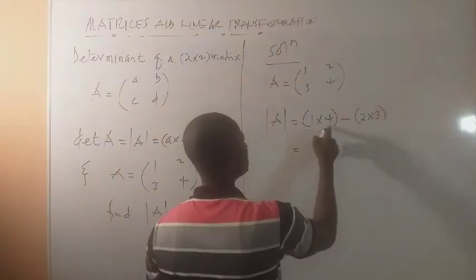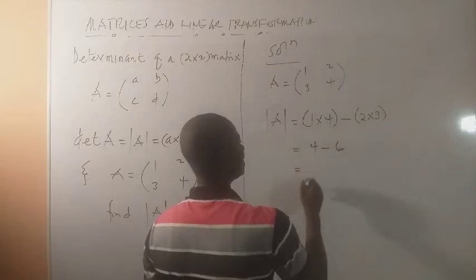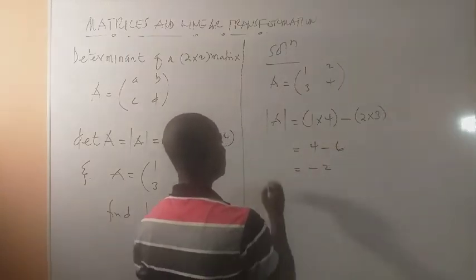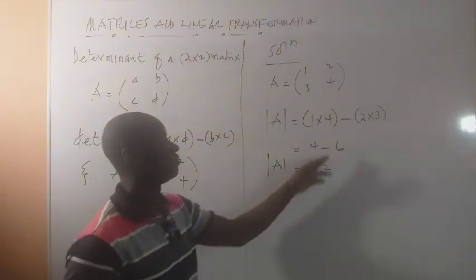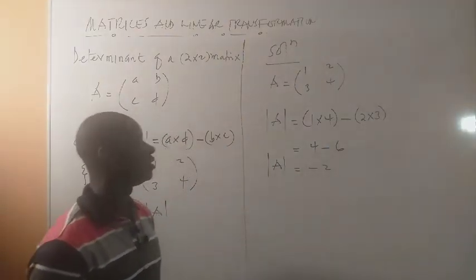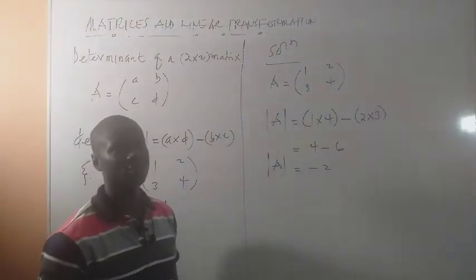And this will be equal to 1 times 4 gives us 4. 2 times 3 will give us 6. So 4 minus 6 will give us minus 2. So the determinant of the matrix A is equal to minus 2. The determinant of A will give us minus 2. So that is how we find the determinant of a 2 by 2 matrix.